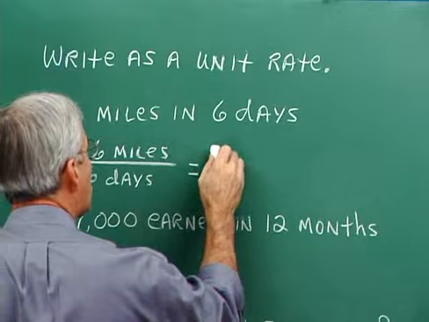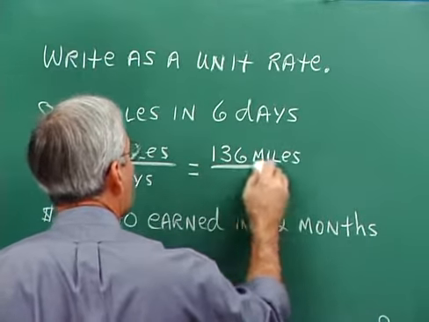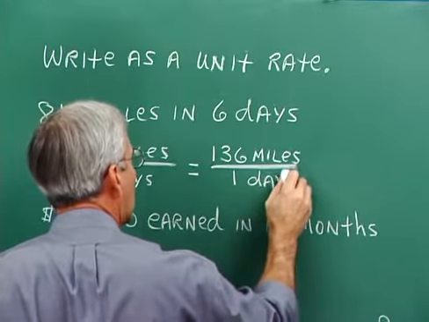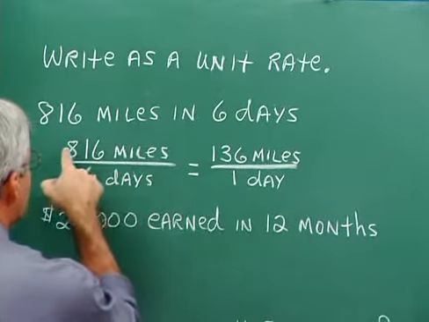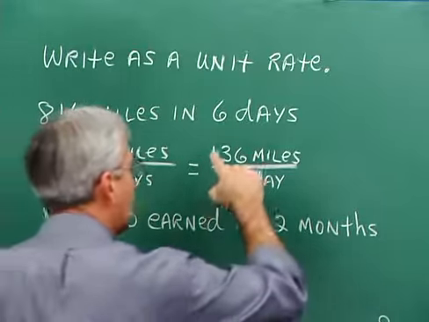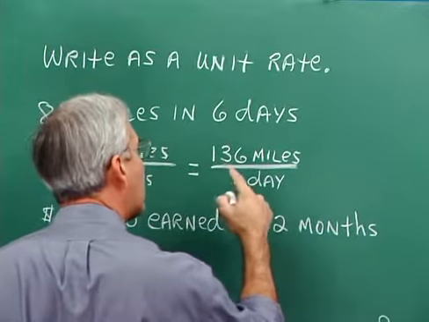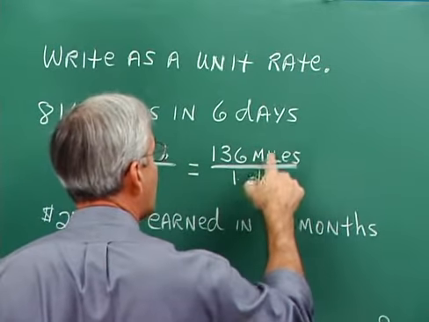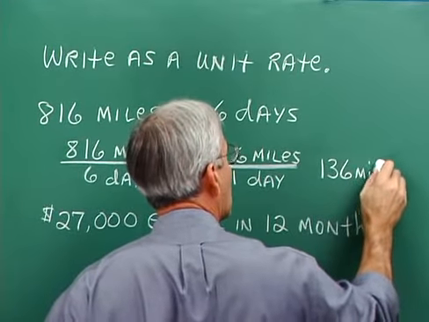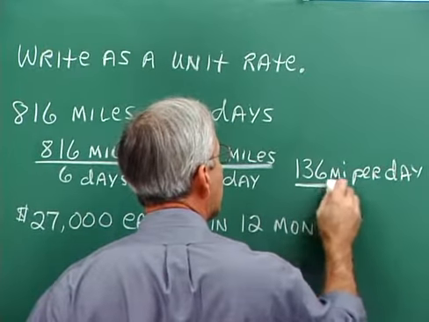So this turns out to be 136 miles over 1 day. You see, kind of like this. We say 6 into 816 is 136. 6 into 6 goes 1. And so now our fraction becomes this, and it is a unit rate at this point. So we could say then that it's 136 miles per day. 136 miles per day is the unit rate.